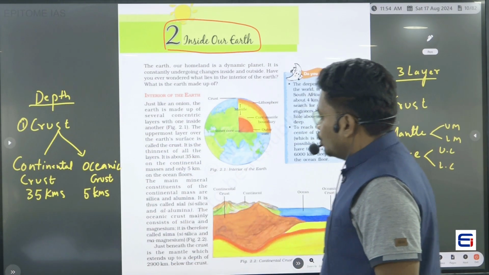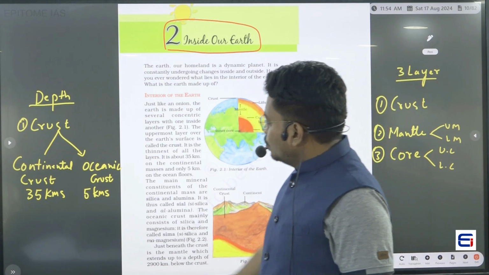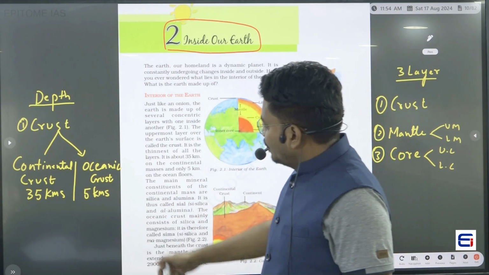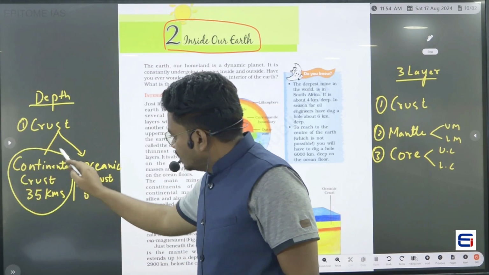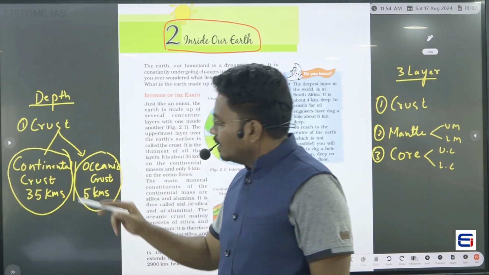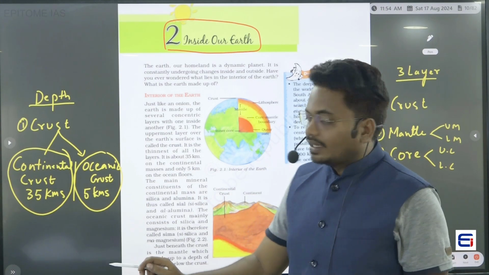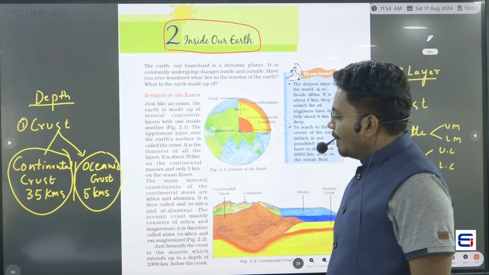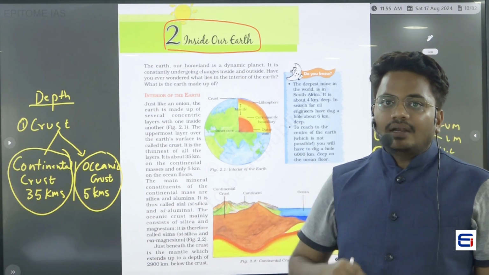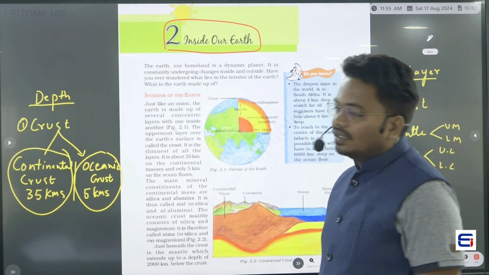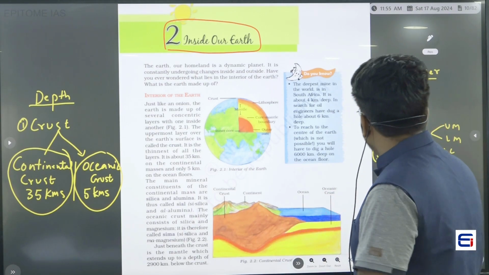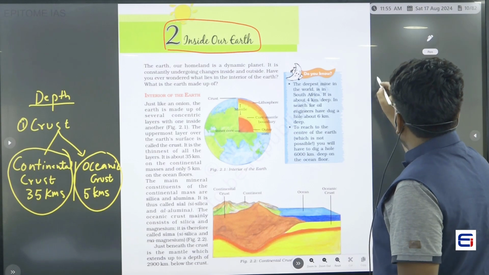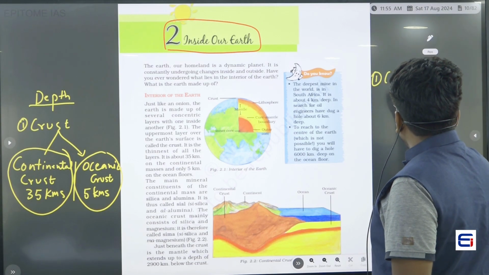But what you have to understand is, compared to oceanic crust, the depth or width of the continental crust is very high. This oceanic crust is thinner than continental crust. That is the point to be remembered here. And the main minerals found in the crust are silica and aluminium. So if you see here, there is one more classification in the crust, majorly in the continental crust.